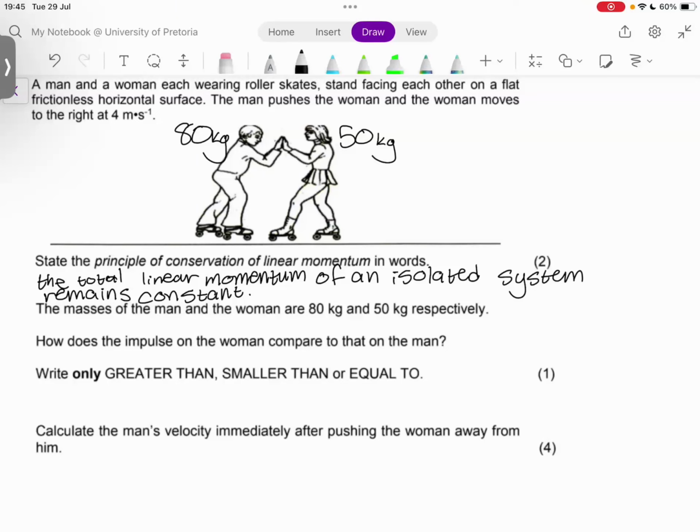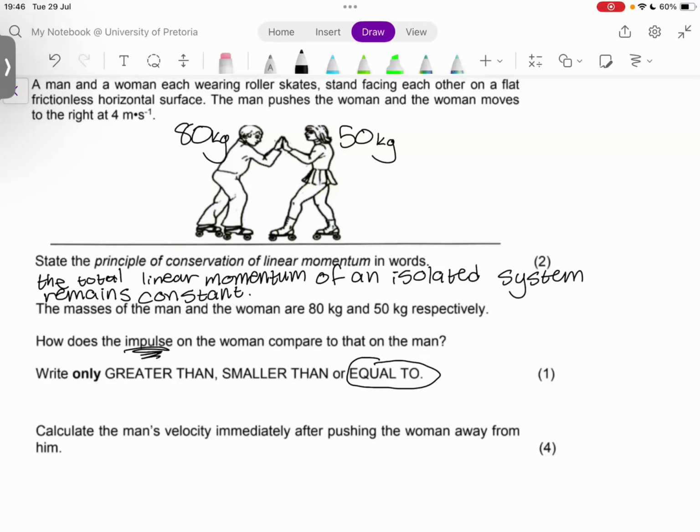I just want to get a few more answers before I reveal what the final answer for this is. A lot of people are saying smaller than. I'm going to shock you and say the correct answer for this is equal to. And let me explain why.